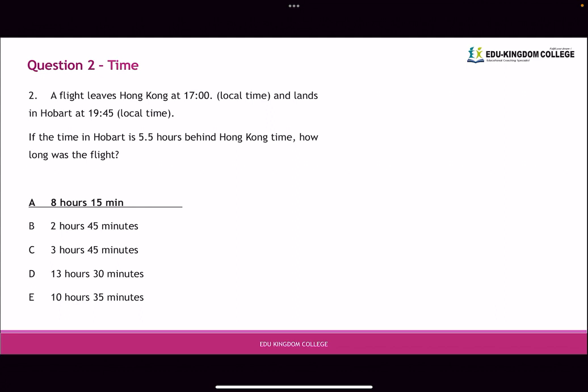Now, question 2. A flight leaves Hong Kong at 17:00 and lands in Hobart at 19:45. If the time in Hobart is 5.5 hours behind Hong Kong time, how long was the flight? What we need to do is change one of them into the local time of the other. So let's change Hong Kong. Let's say they left at 17:00 Hong Kong time, but that would be 5.5 hours ahead of Hobart. So let's subtract 5.5, let's go back 5.5 hours. So that's 11:30. Now 11:30 to 19:45 is going to be 8 hours and 15 minutes.